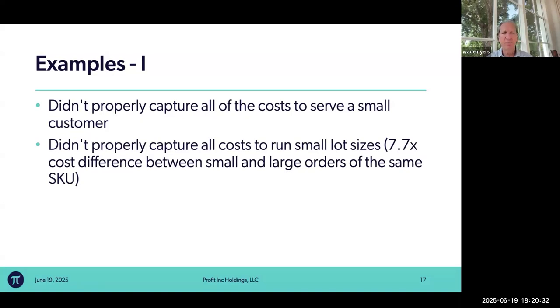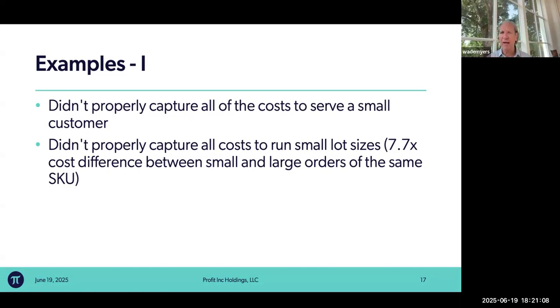Here's an example. They didn't properly capture all the costs to run small lot sizes. So they would have the same SKU on a line, and they would be running this SKU, but there was an emergency customer. They have to switch the line and run a different product, and then switch back. So within the same SKU, they would have lot runs that sometimes would run for weeks at a time on a very popular product. Other times it would only be half a day. The difference between just the lot sizes of the same product was a 7.7x cost difference.